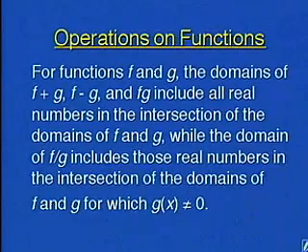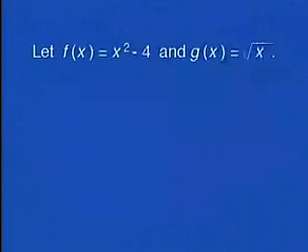In general, we have to be concerned about the domains of these functions. For functions f and g, the domains of f plus g, f minus g, and f times g include all real numbers in the intersection of the domains of f and g, while the domain of f divided by g includes those real numbers in the intersection of the domains of f and g for which g of x is not equal to 0. So let's look at an example.